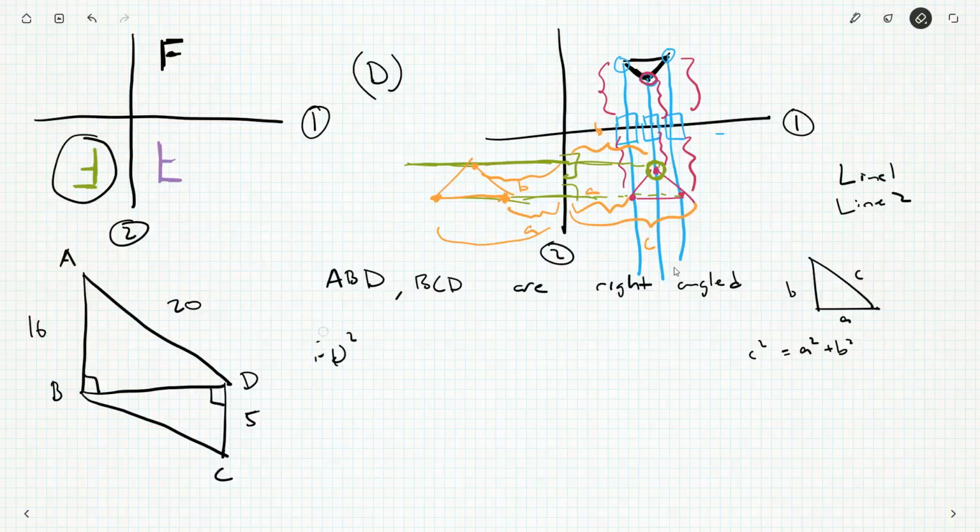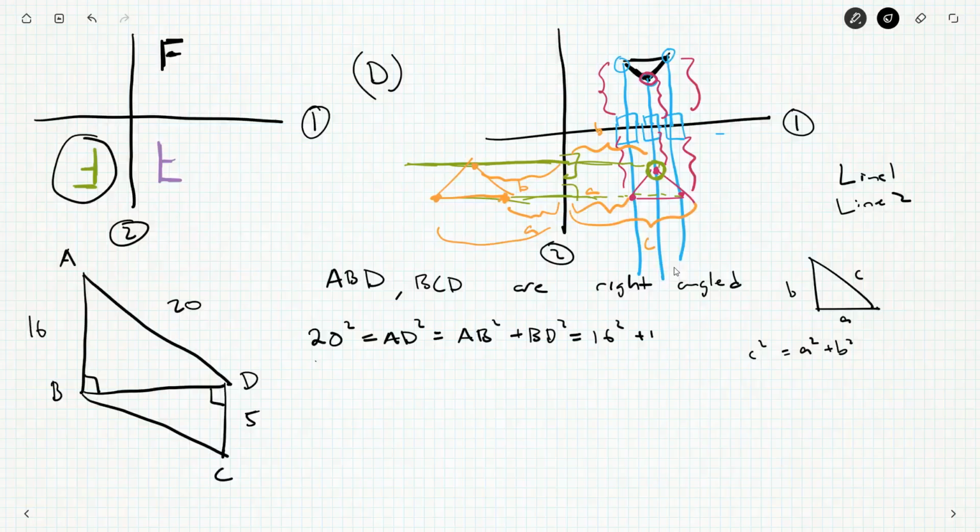Let's rewrite it this way. 20 squared is AD squared, and AD squared, because it's a right angle triangle, is AB squared plus BD squared, and that's 16 squared plus BD squared. Okay, so now we can work out what BD is. We actually don't need to, because we're just going to square it again to get the hypotenuse here, but let's go through it a little slower.